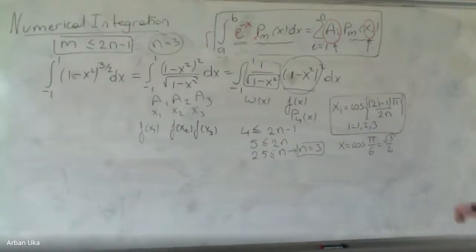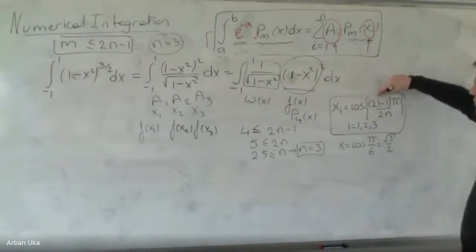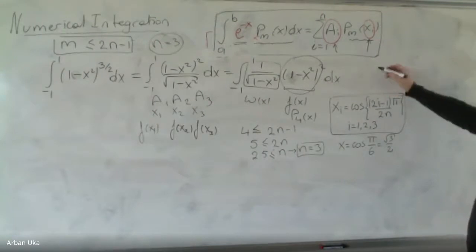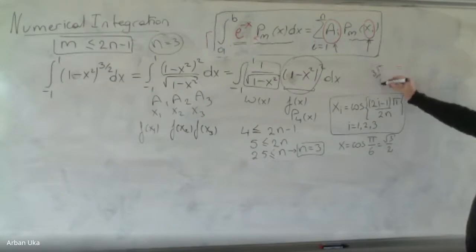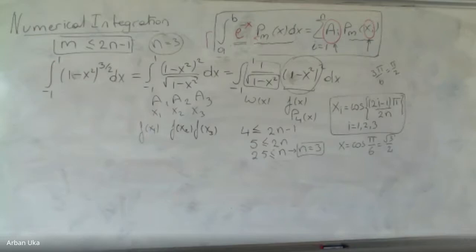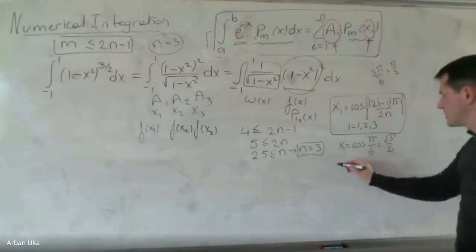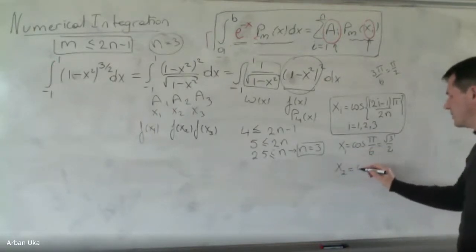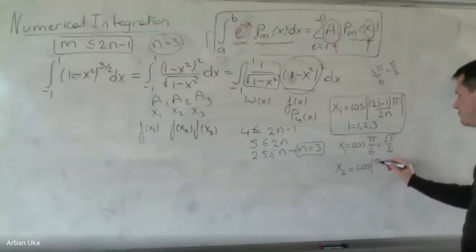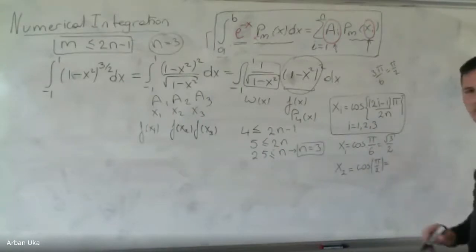When i is 2, we get 2 times 2, 4. 4 minus 1, 3. 3 pi over 6, this is pi over 2. So we get here cosine of pi over 2, so x2 is equal to cosine of pi over 2. What is cosine of pi over 2?